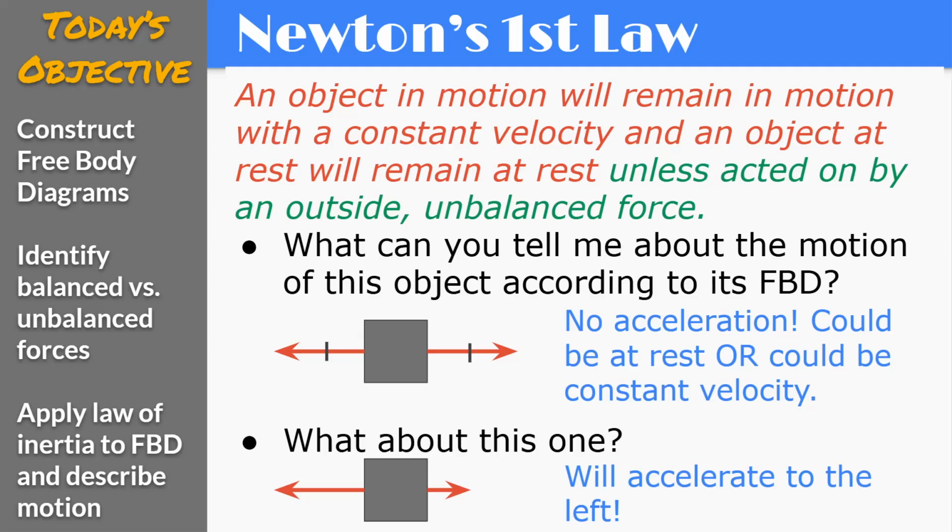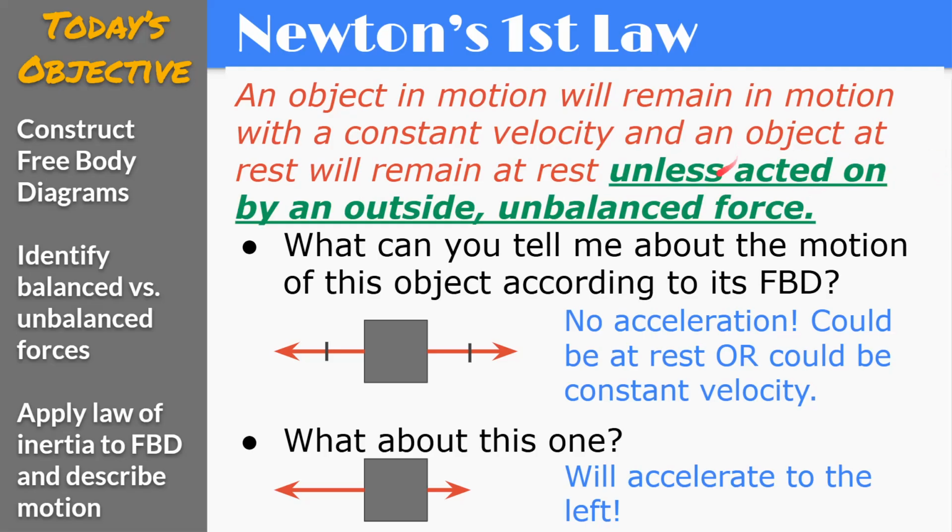Okay, and so we can see that when we have that unbalanced force, and again, that's this part, unless acted on by an outside unbalanced force, that's when we have acceleration. That's when we no longer have objects moving at a constant velocity and objects at rest staying at rest, because now we have something that's going to cause a change in the state of motion. Okay, so again, Newton's first law, law of inertia, it's tying together some of the stuff that we talked about last unit as well, because we've already looked at diagrams just like these.